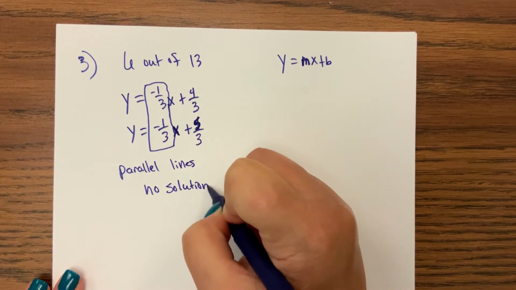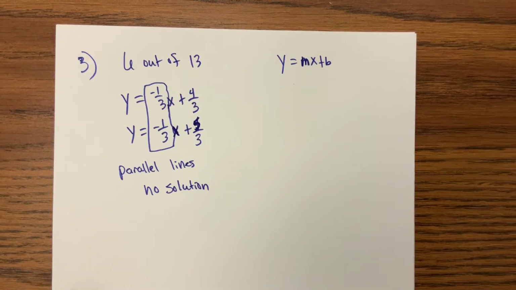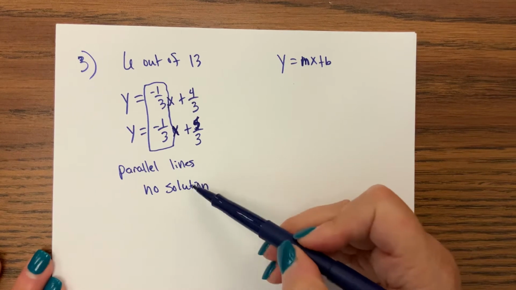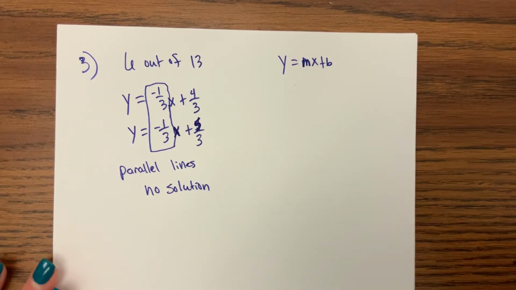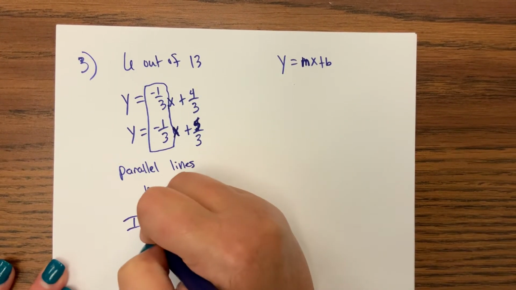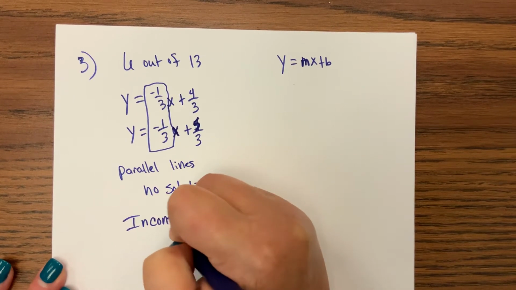And when you're graphing lines, you're looking to see where they cross to get the solution. So they never cross, no solution. So we call this inconsistent.